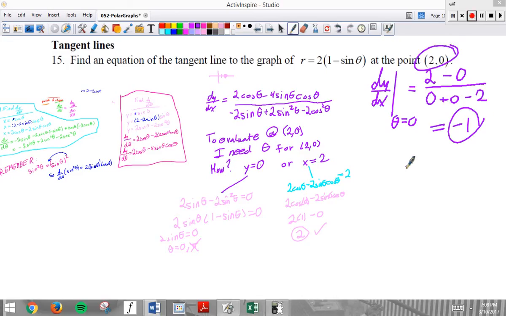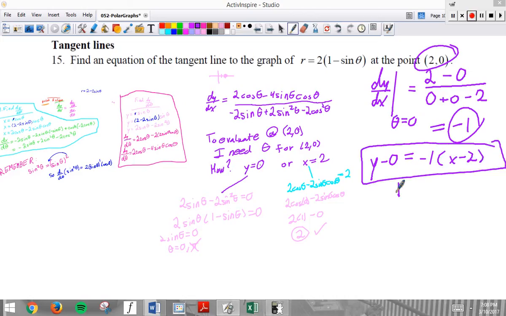My point is 2 comma 0. y minus 0 equals negative 1, parentheses, x minus 2. That's my tangent line. Nice. There's a lot of work there, a lot of work to make sure you're right. Again, if you get lucky and try theta equals 0, you would see you get that point. Okay, nice.